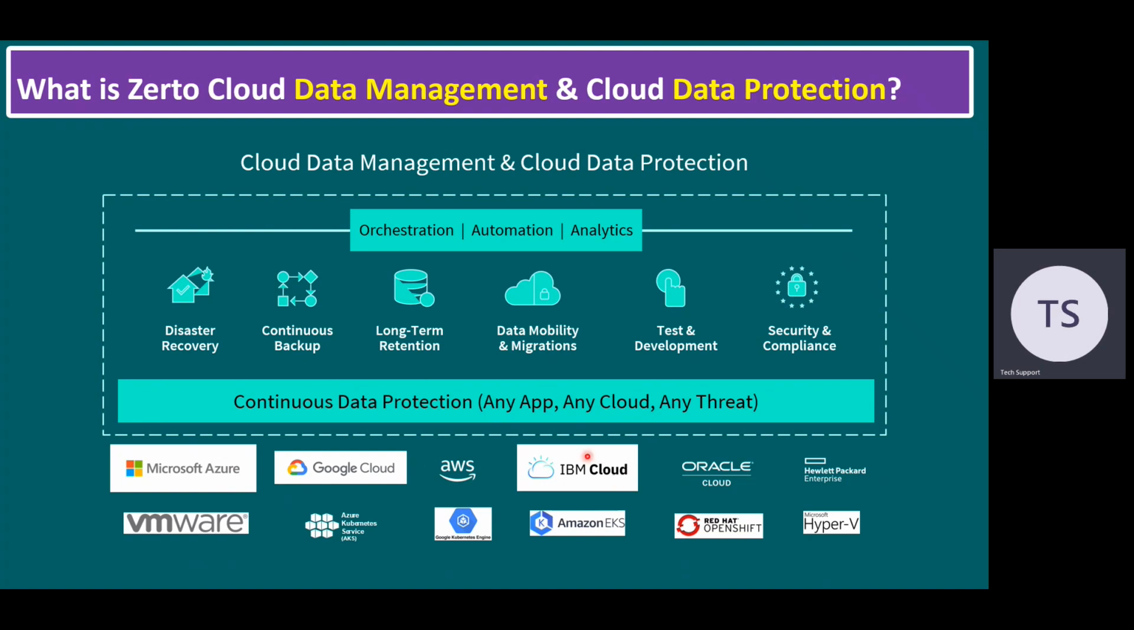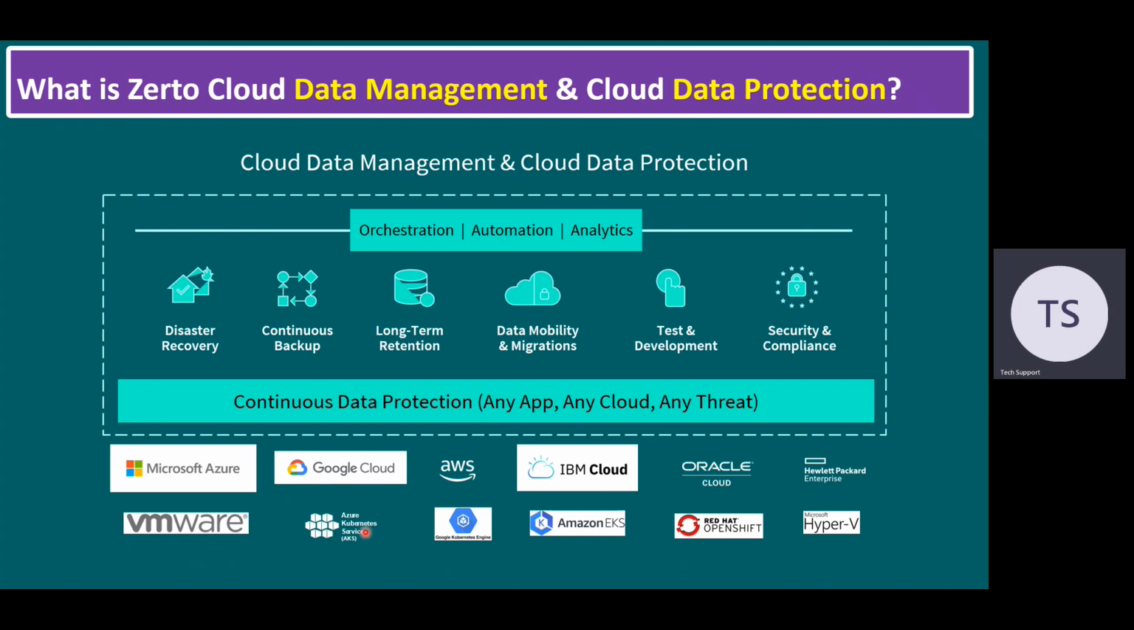Similarly, in recent days we are hearing about IBM Cloud, Oracle Cloud, and we also have Hewlett Packard Enterprise HPE private cloud services. Zerto is compatible to replicate your on-premises workloads to all these private and public cloud services. Not only HPE, we also have VMware VCF, and VMware also provides hybrid cloud services. Even in those scenarios we can use this Zerto solution. Even Kubernetes workloads are supported.